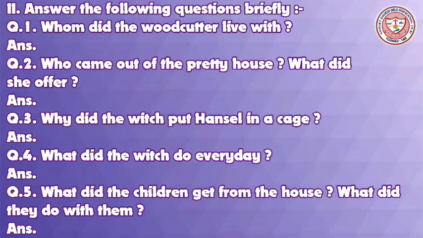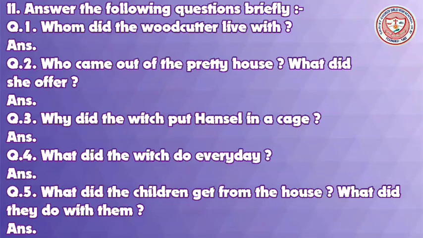Now question number 3. Why did the witch put Hansel in a cage? So what will be the answer? Yes, the witch put Hansel in a cage to make him fatter by feeding him and eat him up in the end. Once again, the witch put Hansel in a cage to make him fatter by feeding him and eat him up in the end.